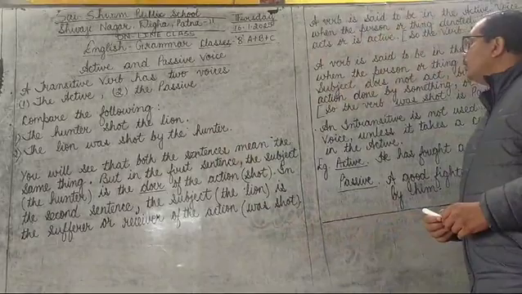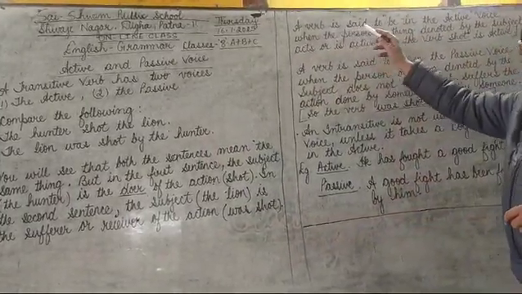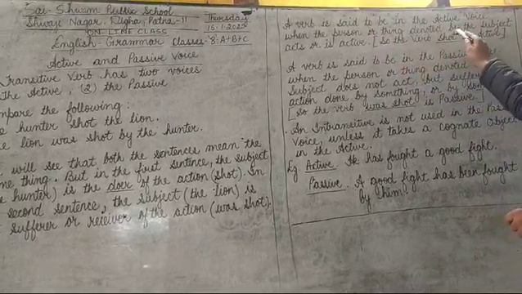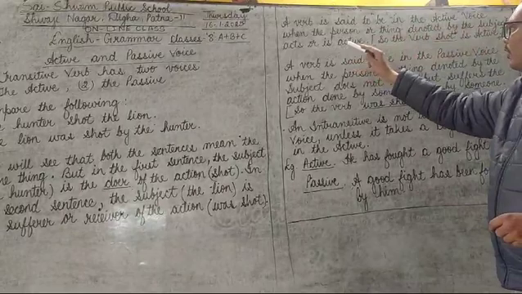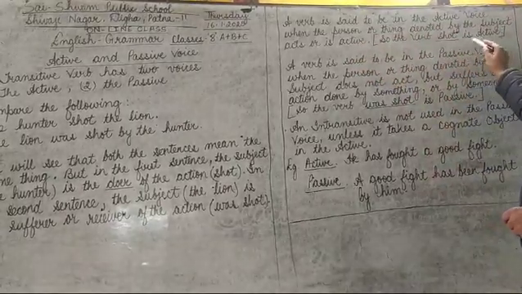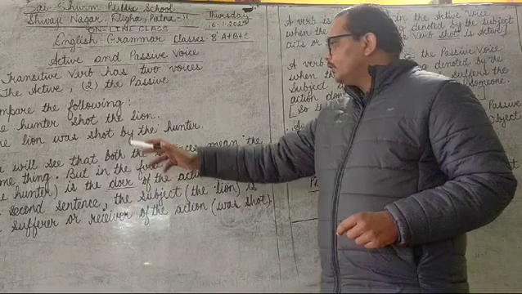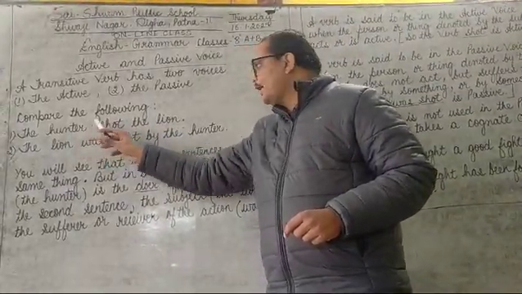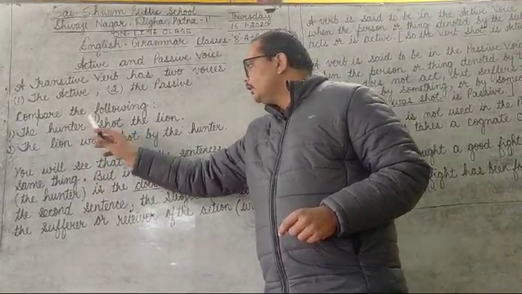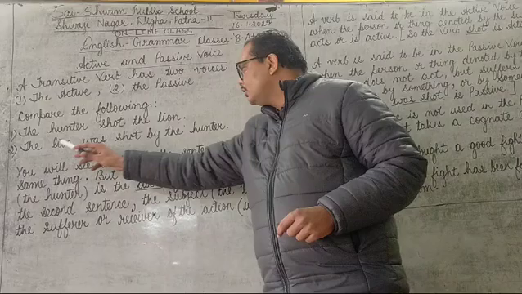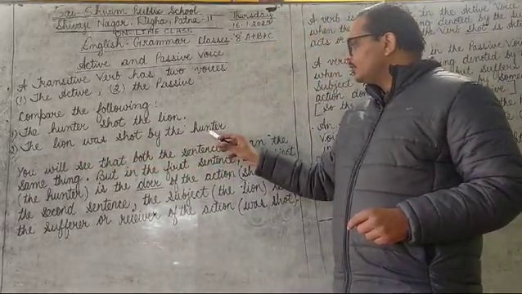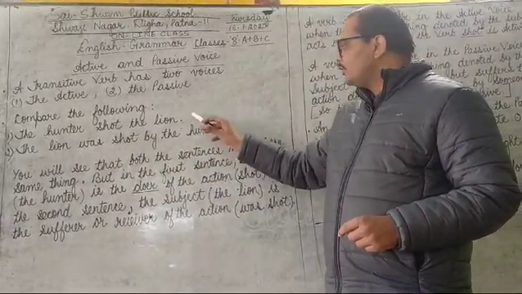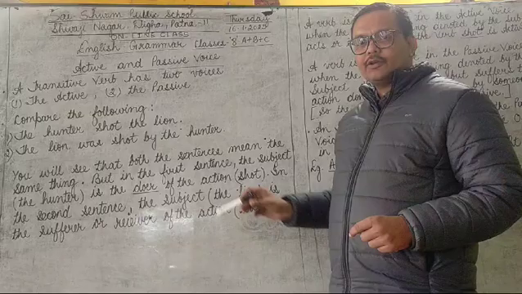So we can say that a verb is said to be in the active voice when the person or thing denoted by the subject acts or is active. So the verb shot is active. Now you can see that in sentence 1, the hunter is the doer of the action shot, while in the second sentence, the hunter is the object and it is the doer of the action. So this is the difference between active and passive voice.